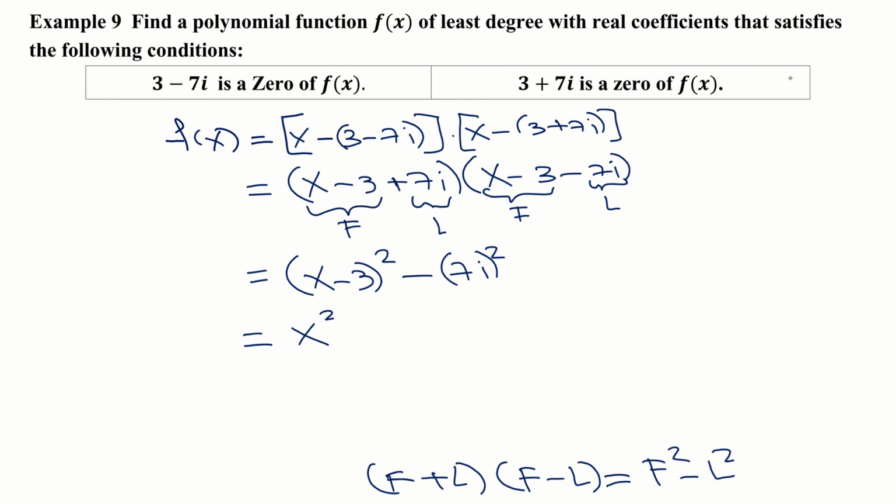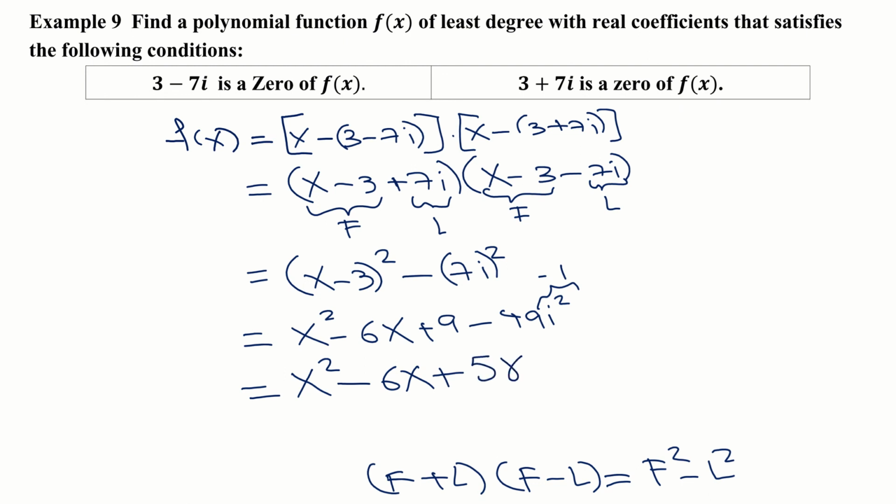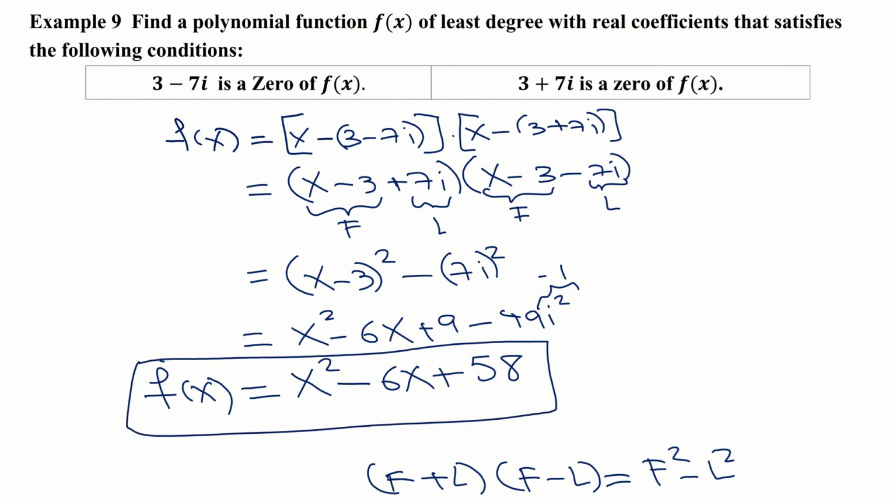So that's going to be x squared minus 6x plus 9 minus 49i squared. Now remember what i squared is? That's negative 1. So this negative and that negative are going to multiply to give us plus 49. So we get x squared minus 6x plus 9 plus 49, so plus 58. There's your polynomial of least degree, which means it's going to be a second degree polynomial with these complex numbers being its zeros.